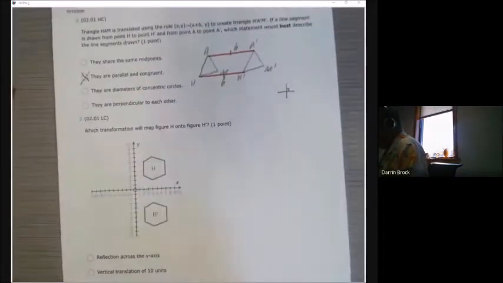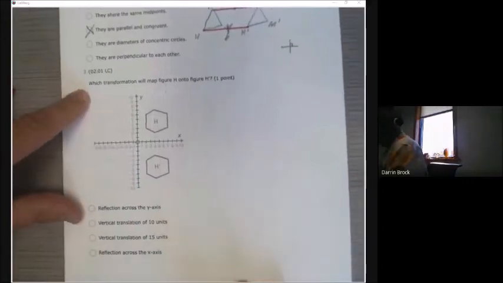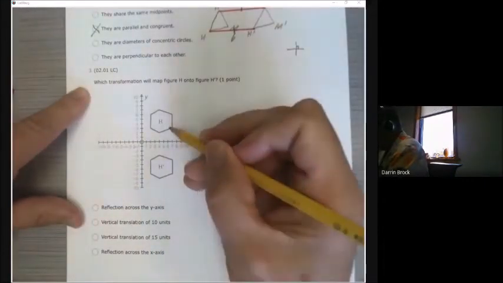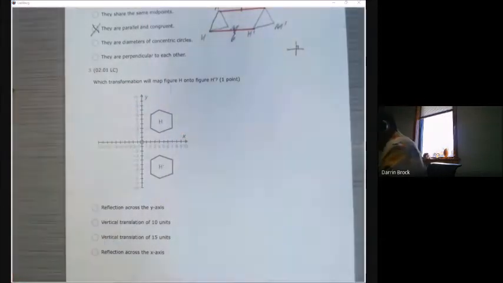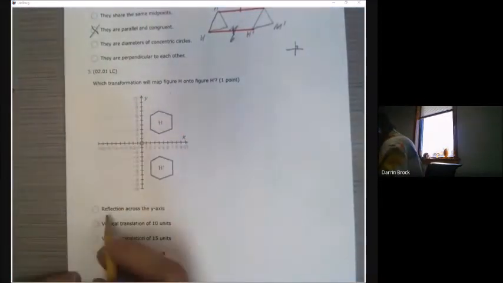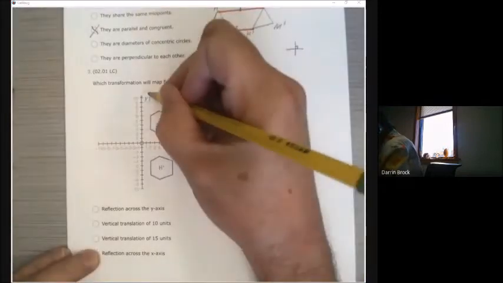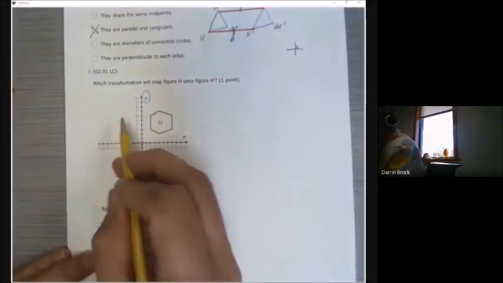If it helps you on this, get you some paper and draw that like we did. We just drew what it was saying to do. Okay, which transformation will map figure H onto figure H prime? So let's get the little H prime. So if we start with this one, how can we get this one? All right, reflection across the y-axis. This is the y. So that would put it over here if we reflected across the y.